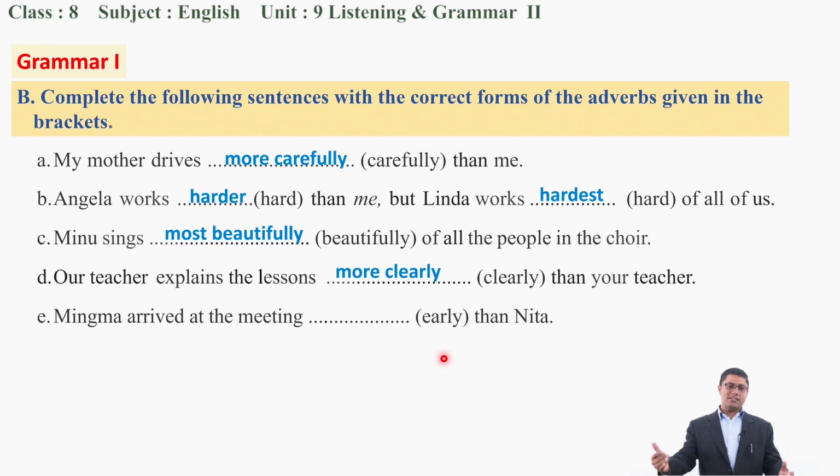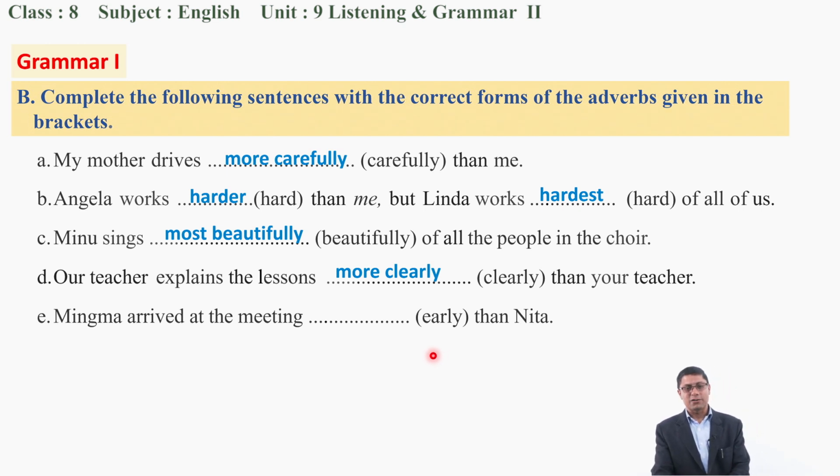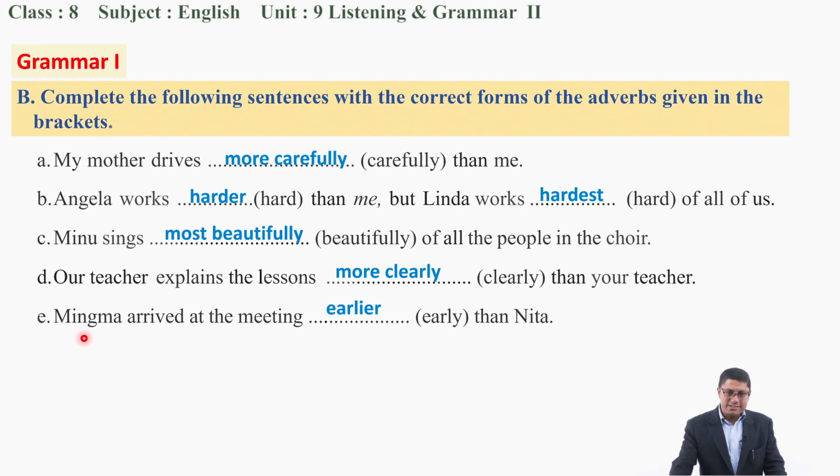Then what's the comparative form of early then? Is it more early? Is it so? No? Okay, it's not. It's earlier. That's good. So, what will be there in the blank space? Earlier. So, it reads, Mingma arrived at the meeting earlier than Nita. Very good. Well done, dear students.